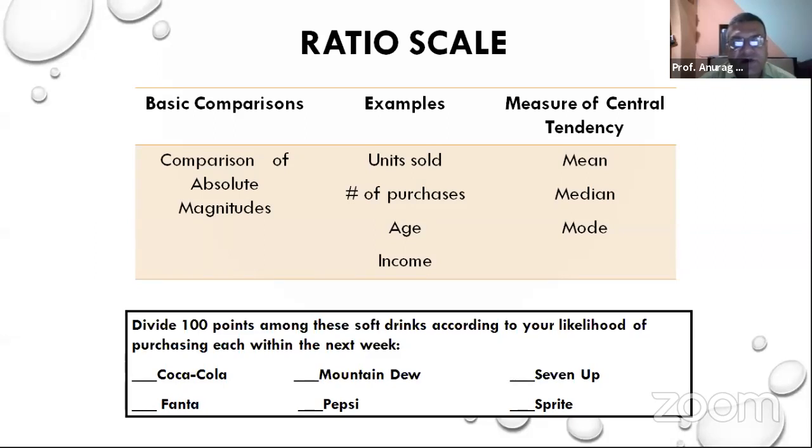You divide 100 points among these soft drinks according to your likelihood of purchasing each within the next week. So you have to assign numbers, you have to actually divide 100. Suppose you give 20 to Coca-Cola, 20 to Mountain Dew, 20 to 7-Up, you've got 40 points to divide between Fanta, Pepsi, and Sprite. So this is the example of a ratio scale. Now I'll tell you what kind of statistical techniques are applied when we are dealing with these nominal, ordinal, interval, and ratio kind of variables.